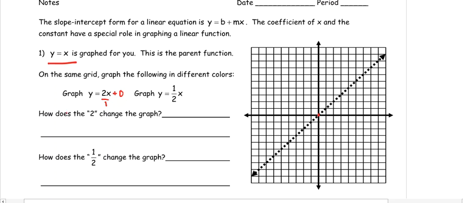All right, and now you're going to do 2 over 1. It's going to go up 2 and to the right 1. They're both positive, okay? So you're going to keep doing this. Go up 2, to the right 1. Go up 2, to the right 1. And you can keep doing these steps.